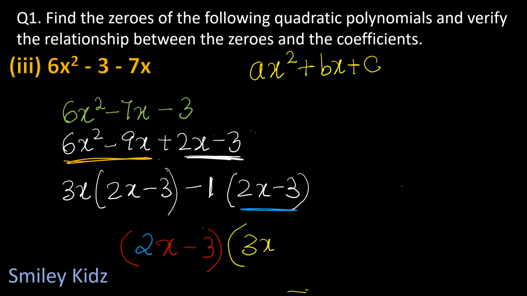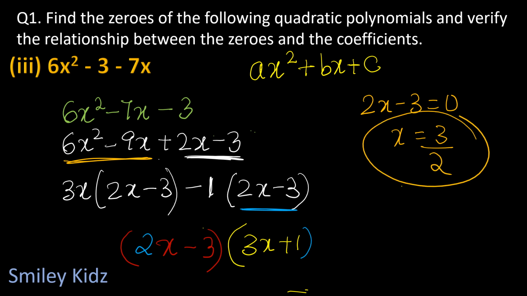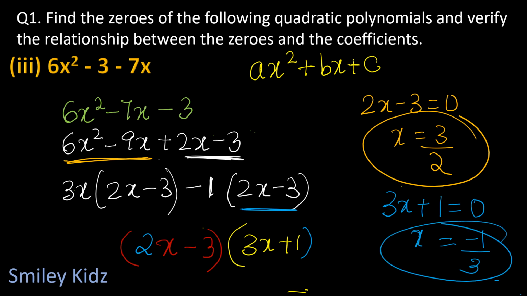3x plus 1. Now we're going to equate both of them to 0. So 2x minus 3 is equal to 0. x will be equal to what? 3 by 2, isn't it? So the first zero we have is 3 by 2. And the second one, 3x plus 1 is equal to 0. Then x will be equal to minus 1 upon 3. So the second zero we got is minus 1 upon 3. Now further we're going to verify the relationship between the zeros and the coefficients.